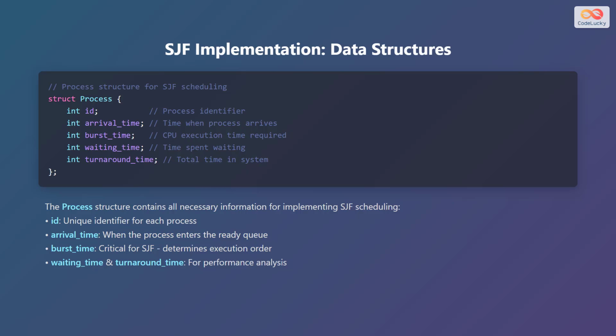Next, burst time. This is critical for SJF, as it determines the execution order. Then waiting time, which keeps track of the time a process spends waiting in the ready queue. Finally, turnaround time, which is the total time a process spends in the system from arrival to completion.